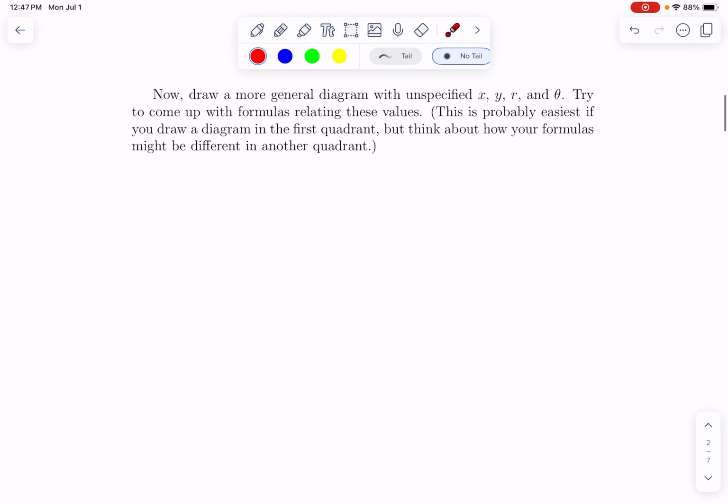So now try to draw something a little more general, right? Just a point. Don't really specify specific coordinates, just it has an x, it has a y. And how are r and theta and x and y all related? Maybe you can write down formulas that tell us how we can figure out some of these from something else. So again, hit pause and do your best here.